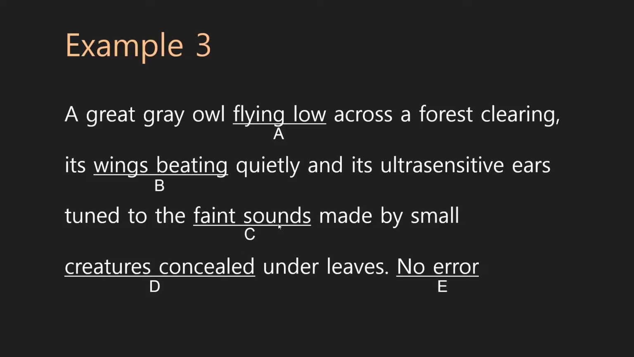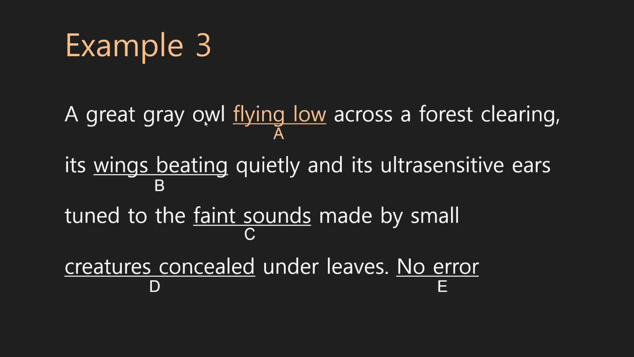So tuned, made, concealed, they all look like past tense verbs. But actually, I can put that are in front of all of them. They're not verbs. Tuned describes the ears. Made describes the sounds that are made by small creatures that are concealed under leaves. So I never had a verb in this sentence. Where can I put a verb that would make the most sense and not cause any grammatical issues? It has to be A.